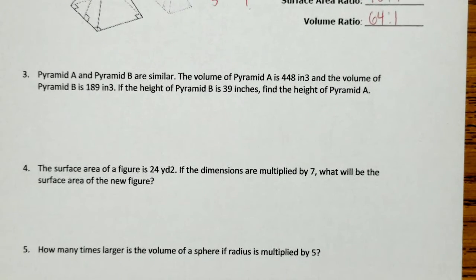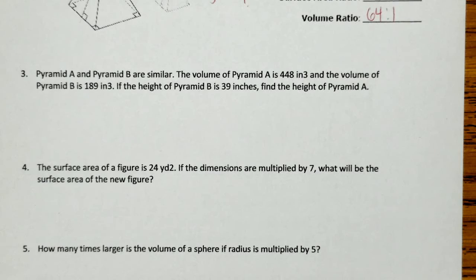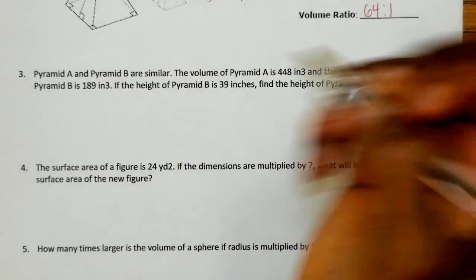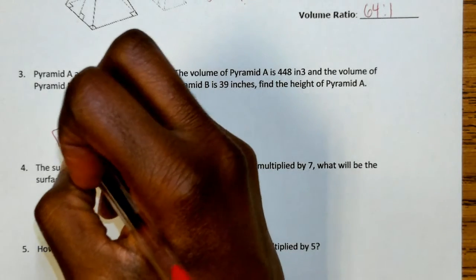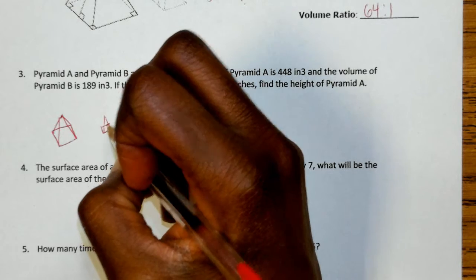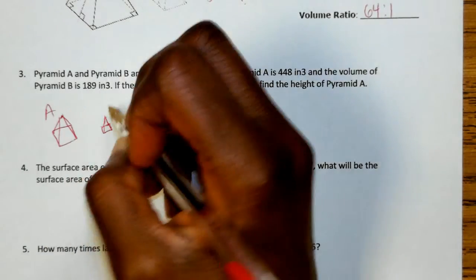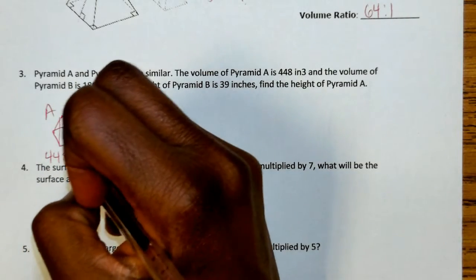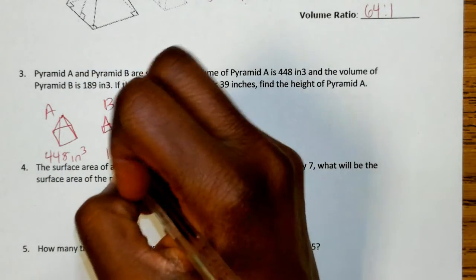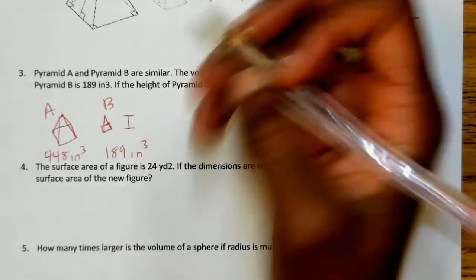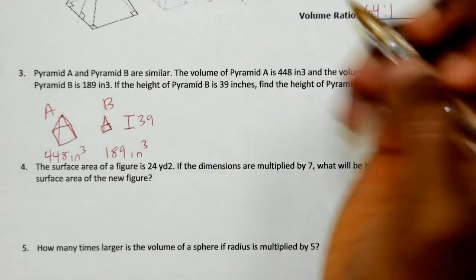Okay, 2 pyramids are similar. I'm just going to draw it. It doesn't tell us what kind of pyramid base it is. I'm just going to assume square, but it doesn't really matter. It's just good to have a visual, I think. So you have pyramid A, pyramid B. The volume of pyramid A is 448 inches cubed and 189 inches cubed for pyramid B. If the height of B is 39 inches, they want us to find the height of A.